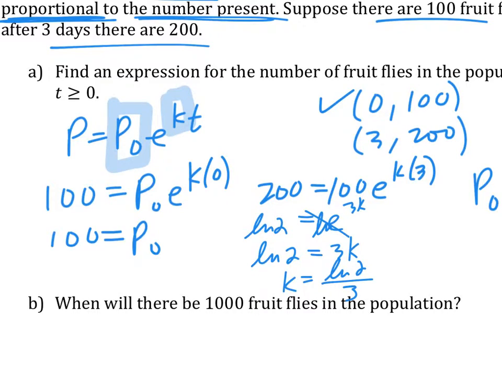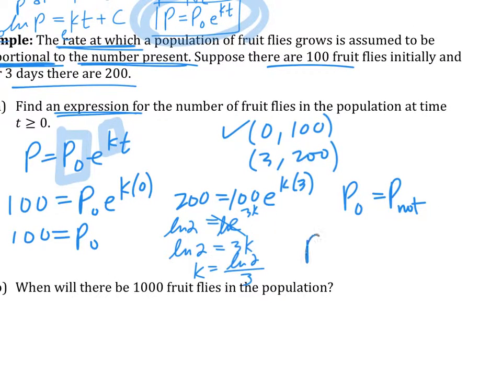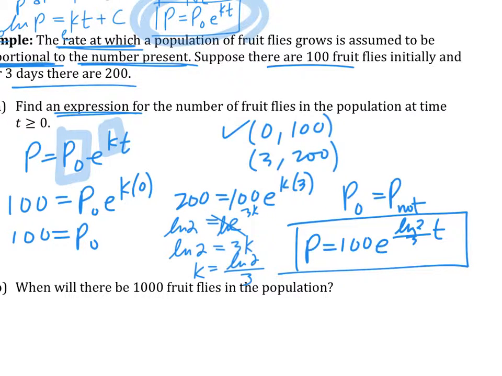Yes? Okay, now this is good, but that's not answering the question. The question is find an expression. So you need to actually come up with an equation. So P is equal to, P naught we said was 100, e to the, and then K was natural log 2 over 3 T. So this is the equation, and you need to be able to come up with that without putting all that in your calculator and getting a decimal, just in case.